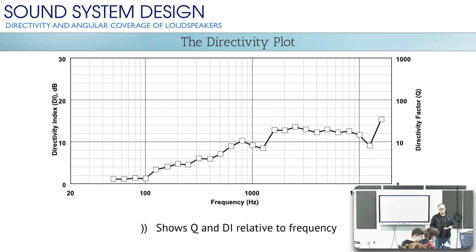So if I was going to buy this horn, I would say, I'm going to use this horn for the driver that is going to be producing 2 kilohertz to 8 kilohertz. Why? Because its directivity index is really, really consistent in that range of frequencies. But not below that. I would not use this for my subwoofer.